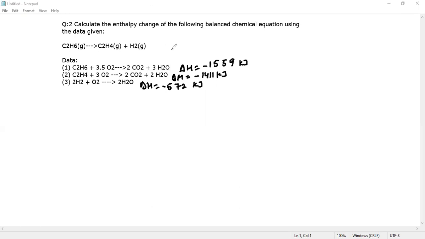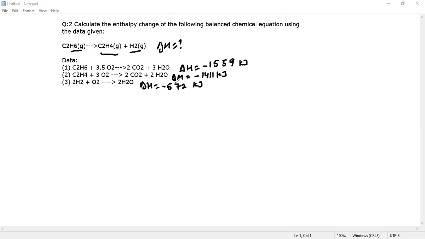This is our question number 2. Calculate the enthalpy change of the following balanced chemical equation using the data given. What is the equation that we have to find the delta H for? We want to find delta H for this equation. C2H6 gas becomes C2H4 gas plus hydrogen gas. So delta H, this is the question that is being asked.